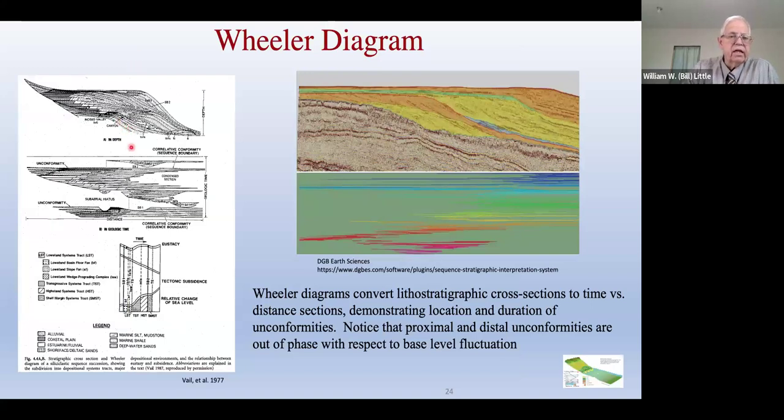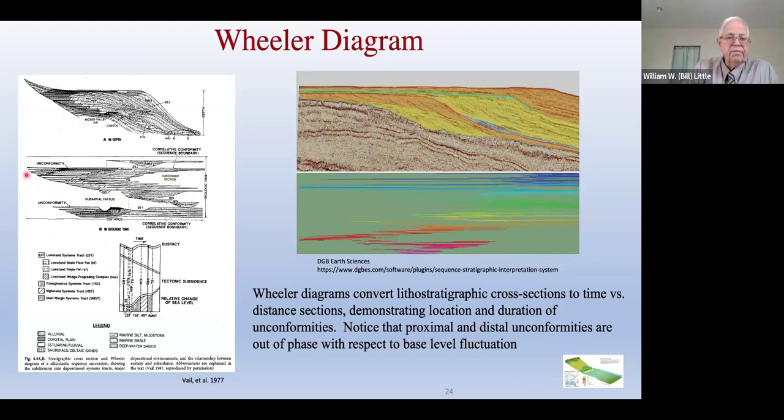It was done by Vail et al. in 1977. Here is a preserved stratigraphic record, and if it is replotted in terms of time rather than physical stratigraphy, we see that there are large gaps for which there is no sediment present. An interesting thing about this diagram is that the unconformities on the left are offset. They're out of phase with the unconformities on the right.